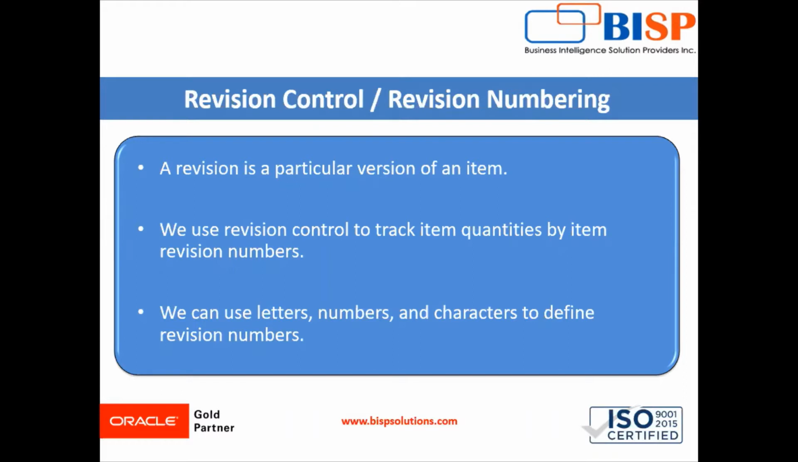Version means item, like suppose we will take an example, mobile company, iPhone, Apple iPhone. iPhone is an item. An item has different versions, like iPhone 11, 12, 13, 14 are the versions, right? So we have a revision control to track the item quantities by the item revision numbers. So we will define the revision numbers under the items, and with the help of that, we will track the item quantity, right? And we can use letters, numbers, characters to define the revision numbers in our application.